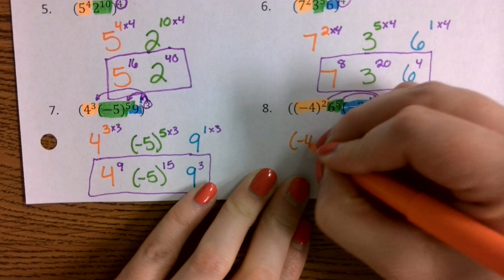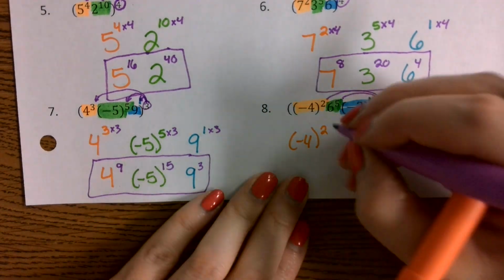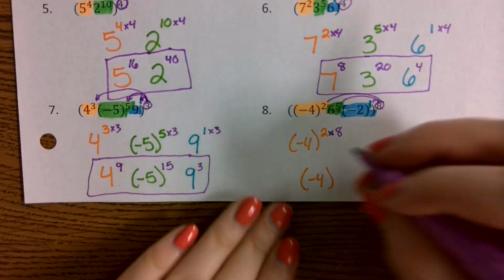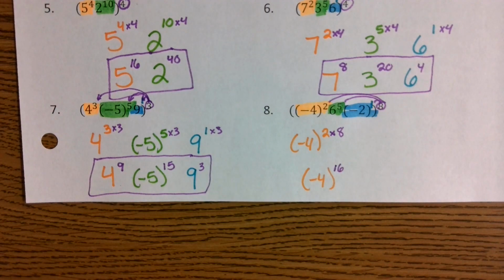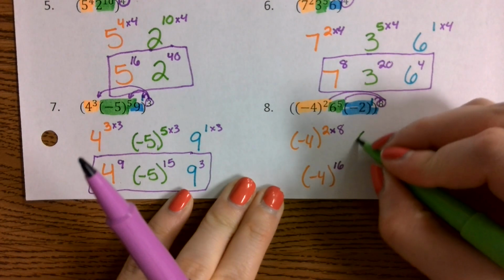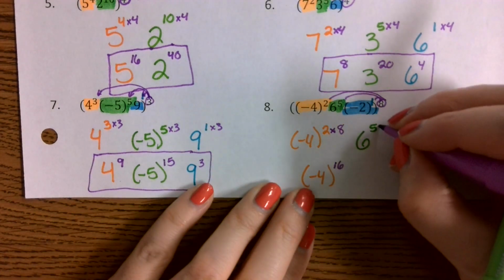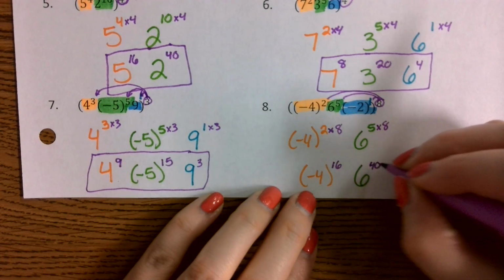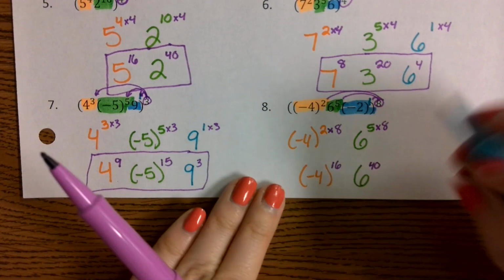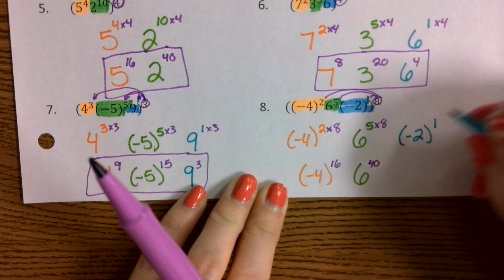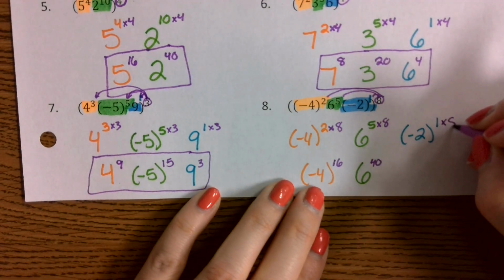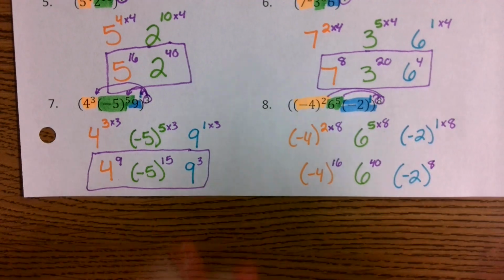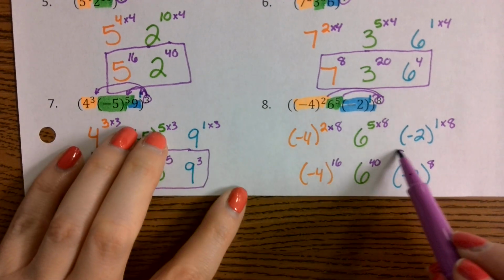So we have negative 4 to the 2nd power. It's going to get multiplied by the 8 and become negative 4 in parentheses to the 16th power. Then we've got 6 to the 5th power. That's going to get multiplied by that 8, and it becomes 6 to the 40th power. And then lastly, we've got that negative 2 to the 1st power. That's going to get multiplied by the 8, and that becomes negative 2 to the 8th power. And that's our final answer.